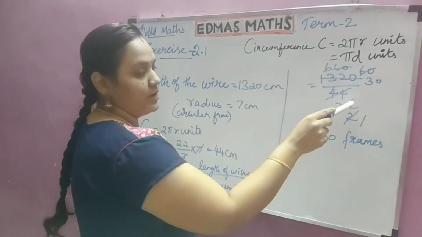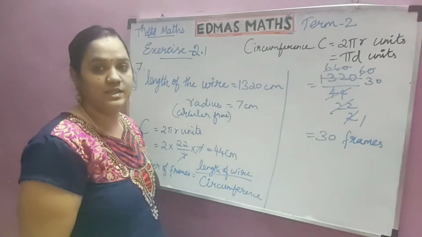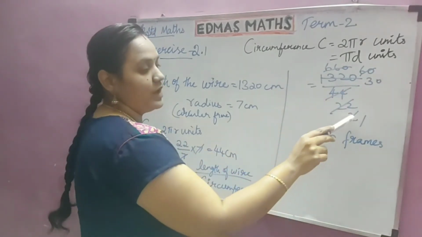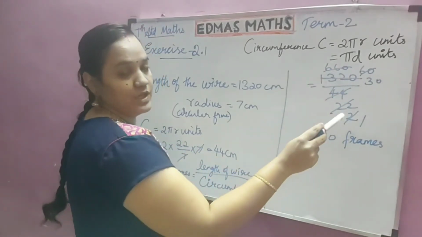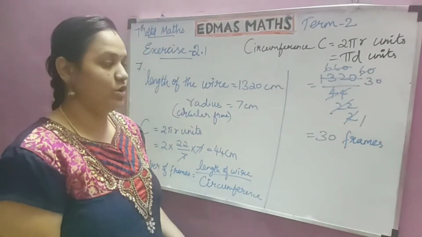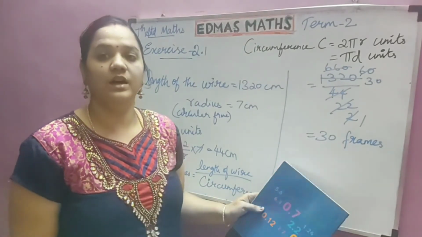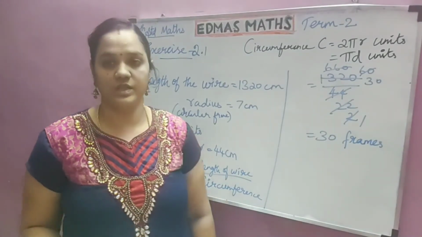Next, I have cancelled using the 11 table. So 2 times 22, 6 times 66. So 60. Now we have 2 in the denominator, so I am cancelling using 2. 1 2s are 2, 3 2s are 6, so 30. So totally we can make 30 frames out of this 1320 centimeter wire.